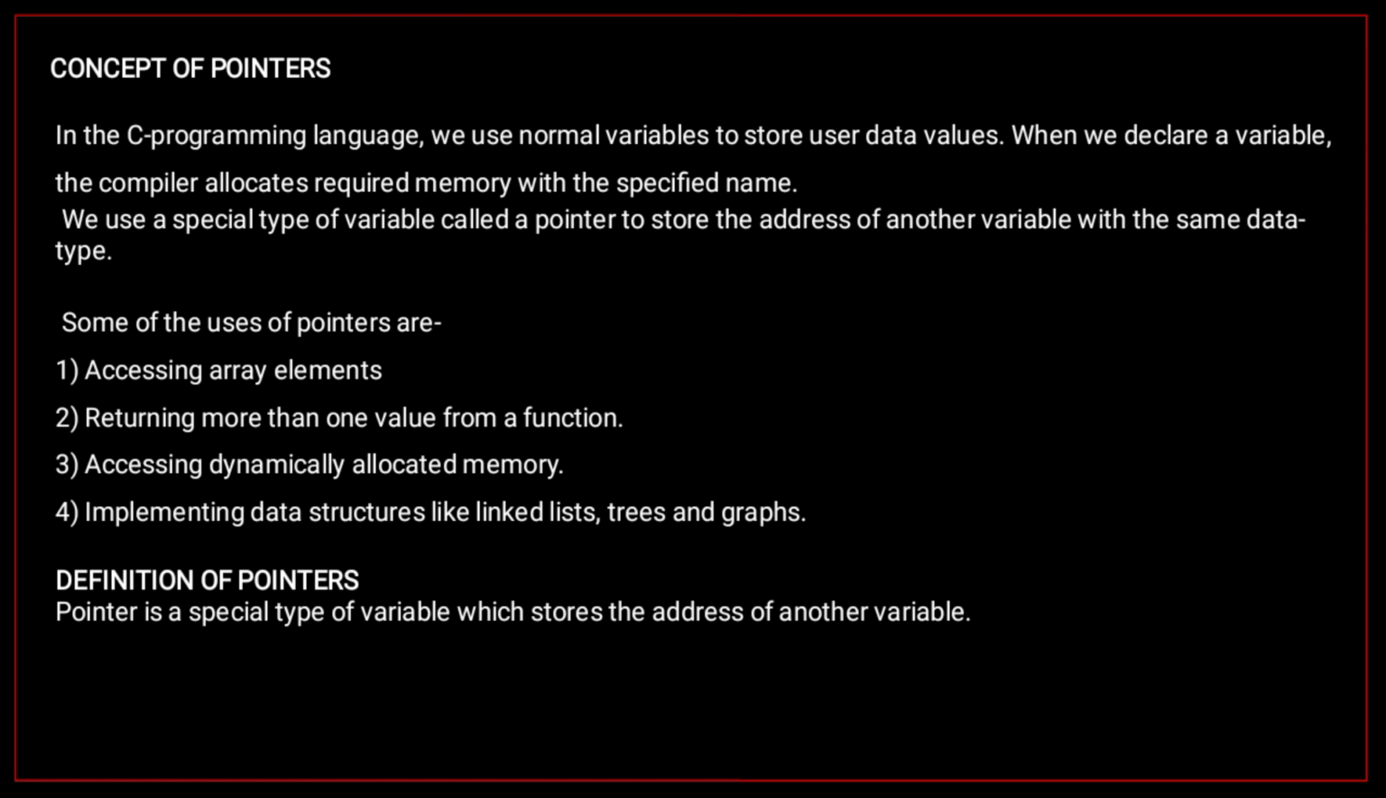Now, how to define a pointer? What is the definition of a pointer? A pointer is a special type of variable which stores the address of another variable. This variable can be of type integer, float, character, array, function, or any other pointer. Every pointer stores the address of a variable with the same data type only. That means an integer pointer is used to store the address of an integer variable.